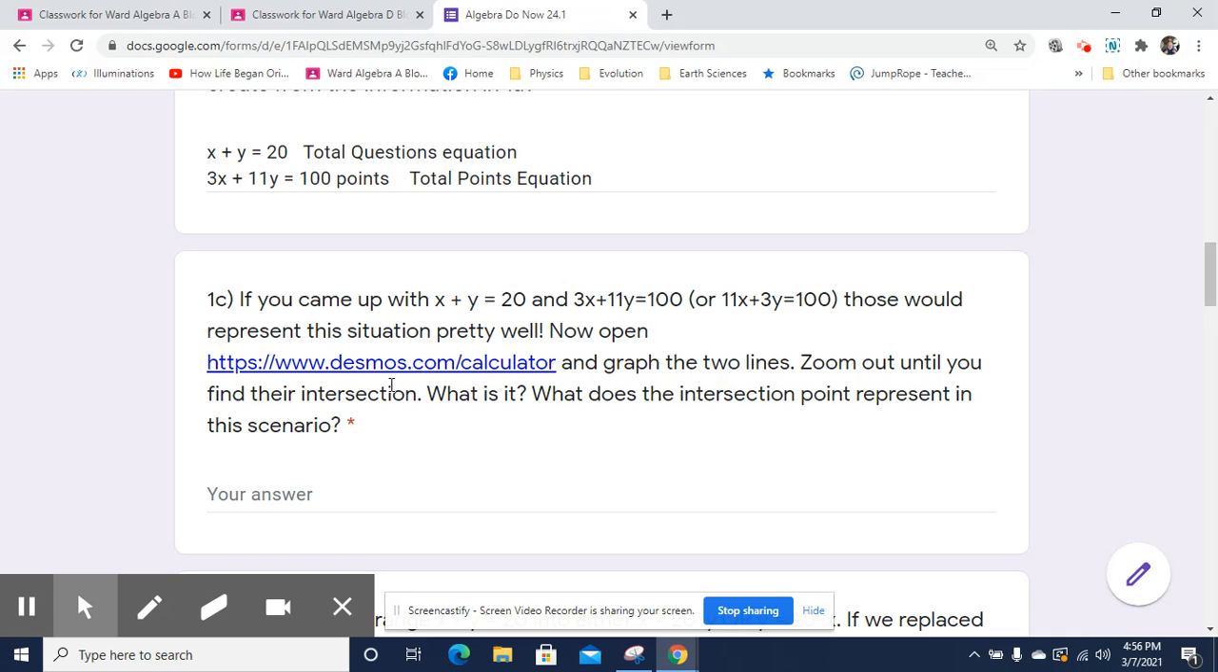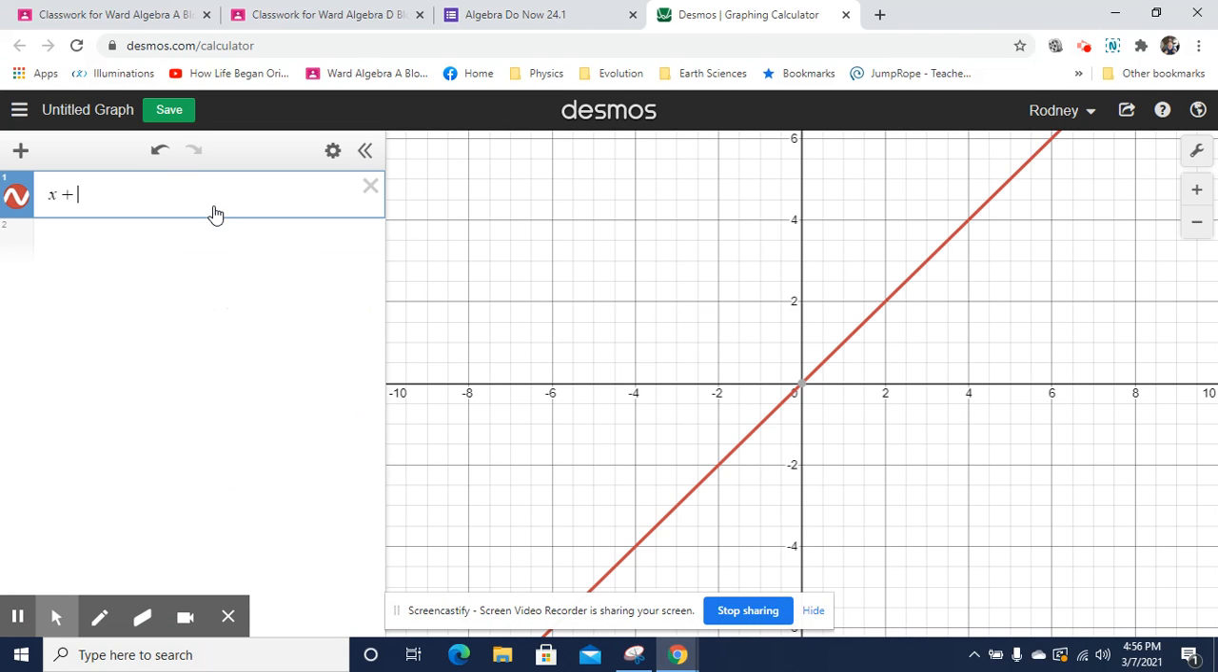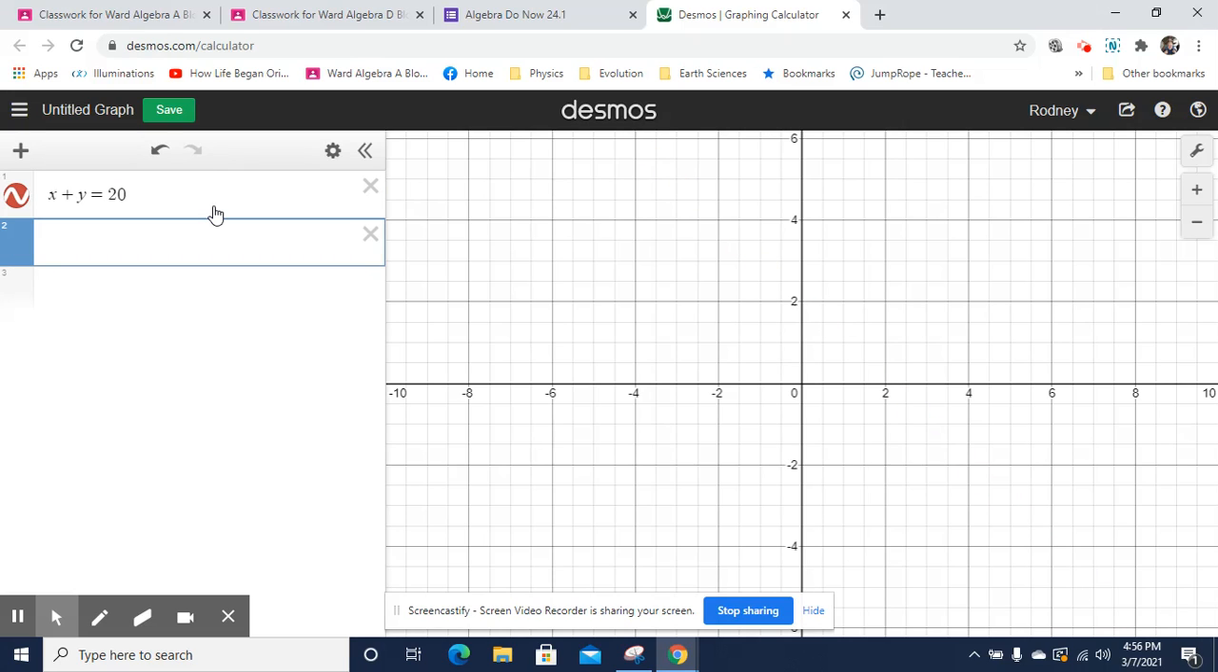What I'm going to do now is open up Desmos. And I'd like you to open up Desmos and graph the two lines, and then zoom out until you find the intersection. And what does that intersection point represent? So let's open that up. We've got X plus Y equals 20, and that's not on the screen, so we're going to have to zoom out. And we've got 3X plus 11Y equals 100, and we'll have to zoom out again.